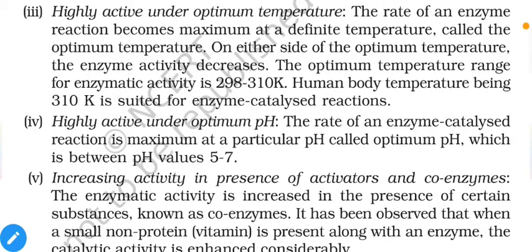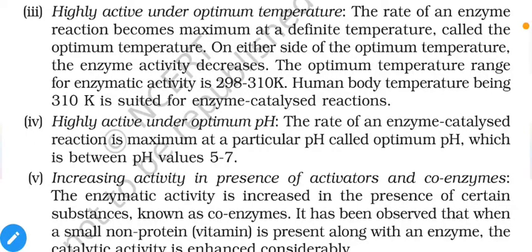Highly active under optimum pH. Again the same point, we have to maintain conditions for enzymatic reaction. Our body again maintains a certain level of pH. If it gets disturbed, then it will disturb the enzymatic processes. The rate of enzyme catalyzed reaction is maximum at a particular pH, called optimum pH, which is between 5 to 7.